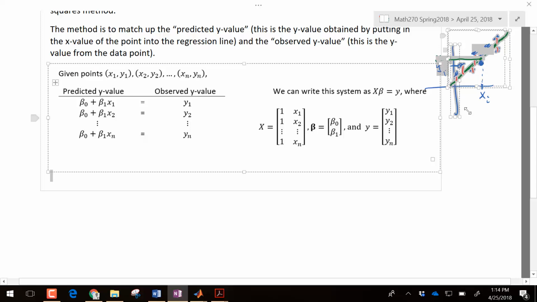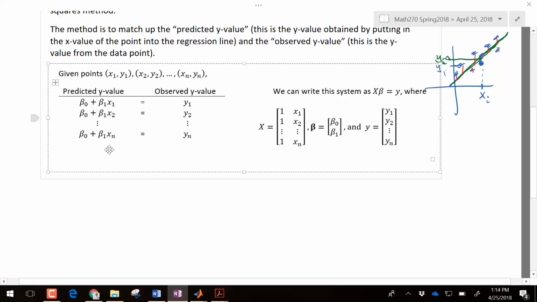And then the y value that you get from the actual point is called the observed value. So you have predicted values and observed values, and the predicted value would go into the equation of the line. And then the equation of the line, remember, is beta sub 0 plus beta sub 1 times x. And so you'll get to put in those x values, and then you want to compare that to the observed values.